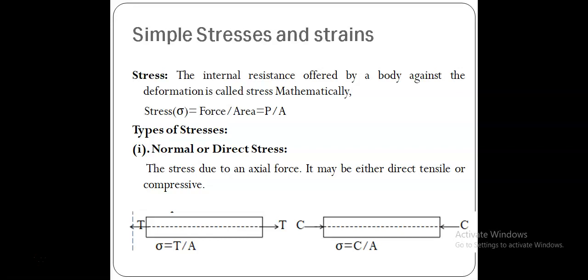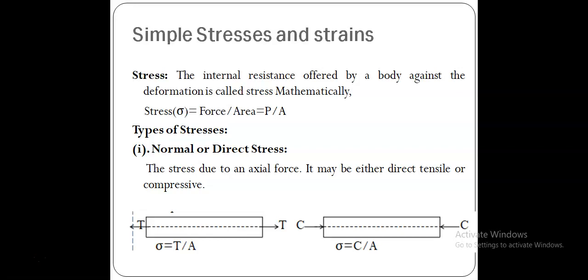So if you apply any force P on the cross-sectional area of a member, stress can be calculated as the magnitude of force divided by the cross-sectional area of that particular member.